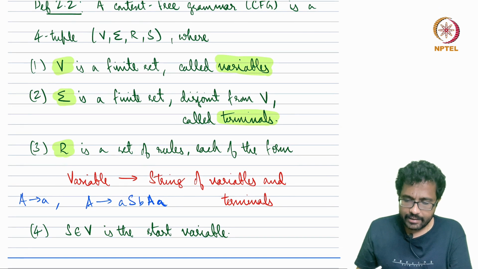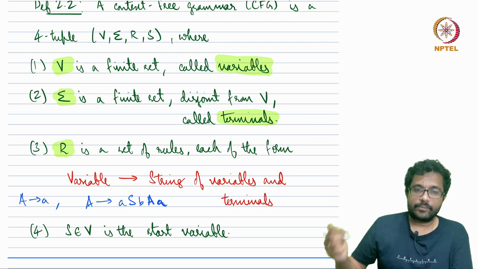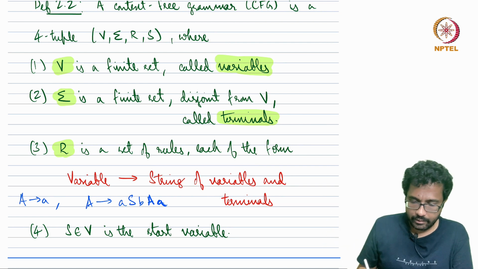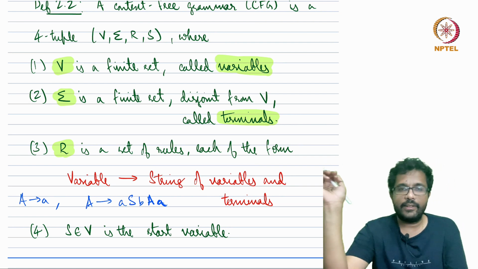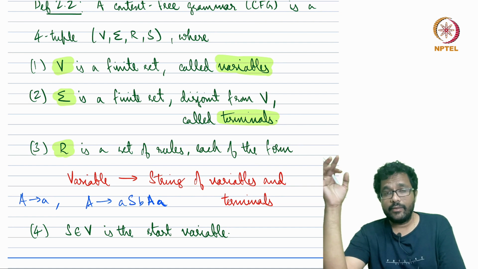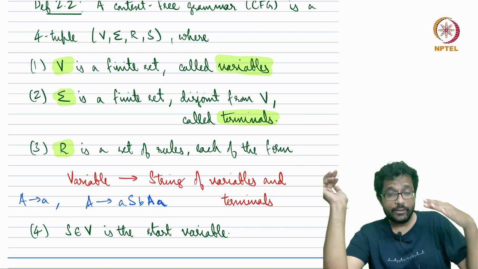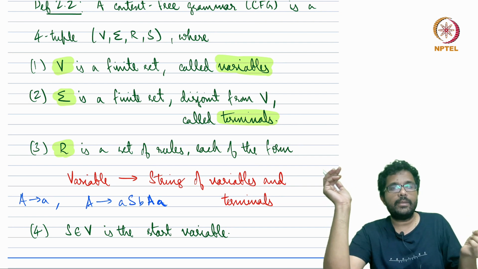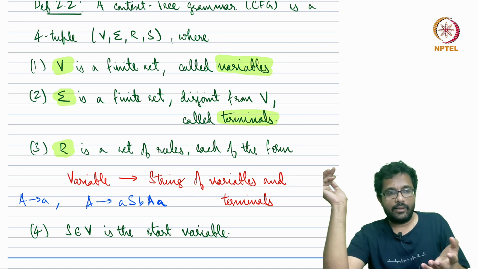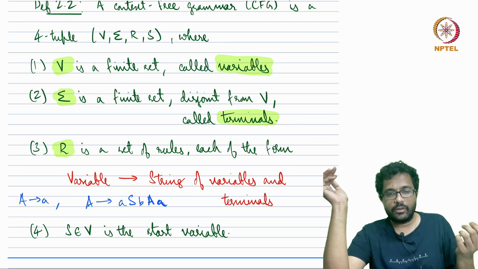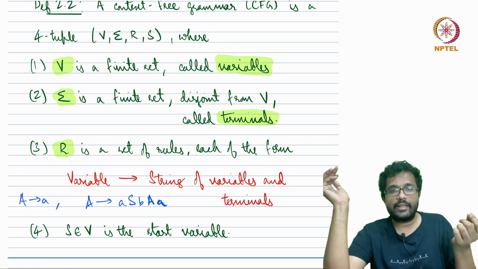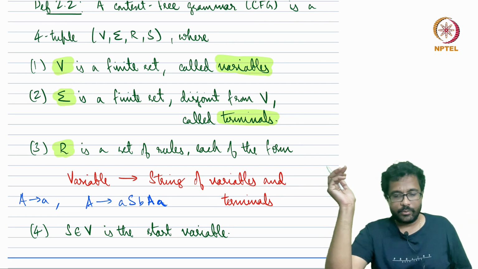And S is the start variable, and typically the start variable is the variable on the left side of the first rule that is listed. So you would list down the rules, look at the first rule and see what is the variable that is featuring in the left hand side of the first rule. That is the start variable.